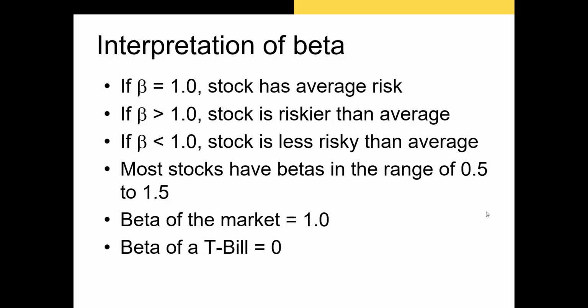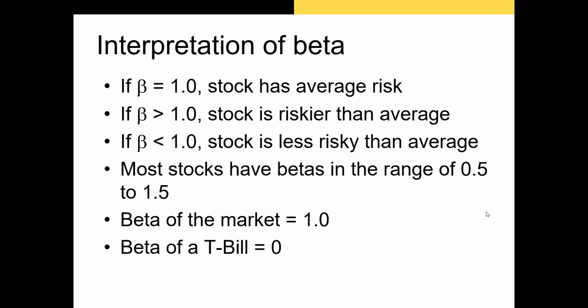Now, what indicates a high or a low beta? Well, let's talk about what indicates an average beta first. A beta of 1 indicates that a stock has average systematic risk. In other words, that stock has the same level of systematic risk as the overall market. The reason we say that is because if you regress the excess return on the market on itself, you're going to get a beta of 1.